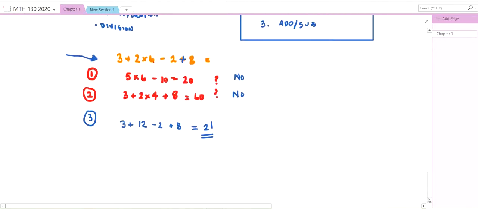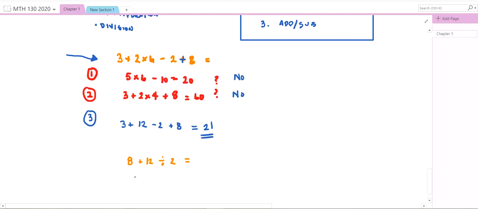Let's look at another case. Suppose I have 8 plus 12 divided by 2. Well, if I just did this willy-nilly from left to right, 8 plus 12 is 20 divided by 2. That equals 10.